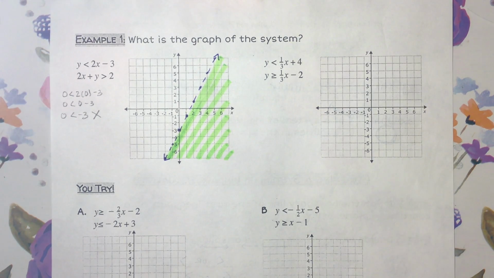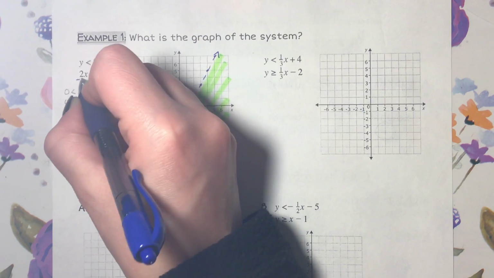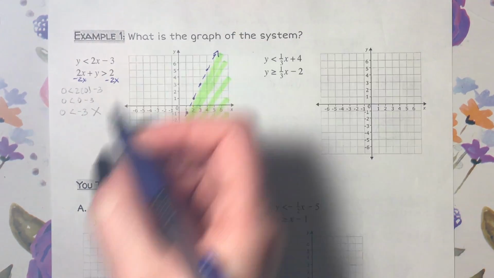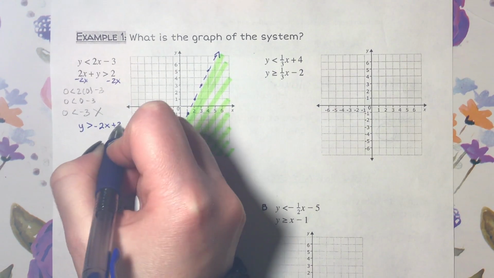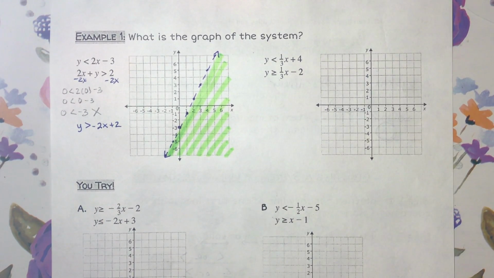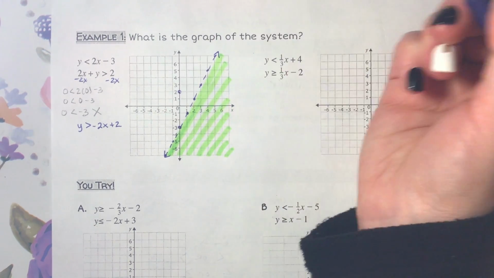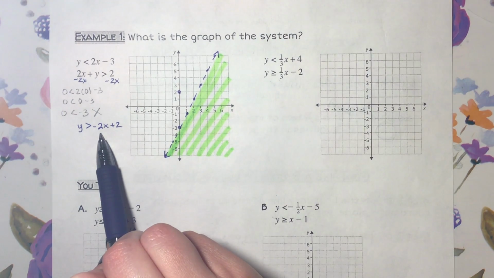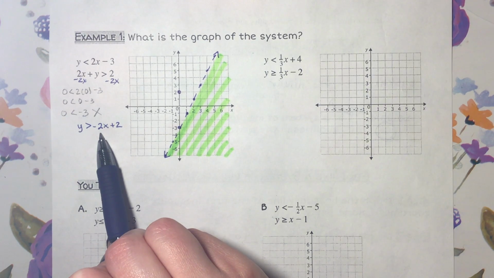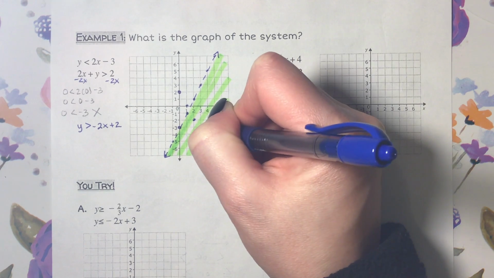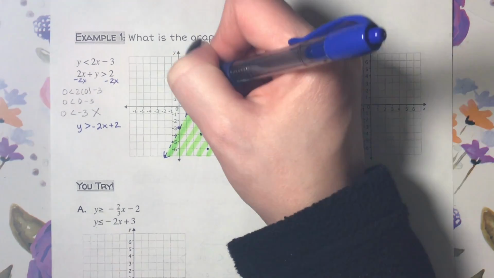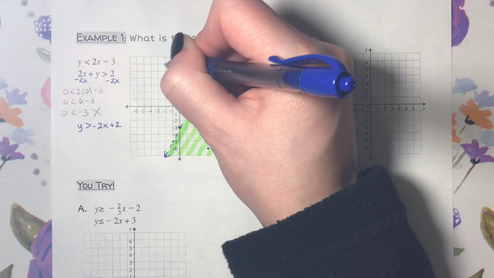Okay, we just graphed the first equation. Now let's graph the second. This is not in slope-intercept form. I need to subtract 2x from both sides, and then I'll just write it down here. That then gets me y is greater than negative 2x plus 2. Now I'm able to graph. So I'm going to go up 2 on the y-axis, and then my slope is negative 2, which means I go down 2 to the right 1, down 2 to the right 1. Or up 2 to the left 1.